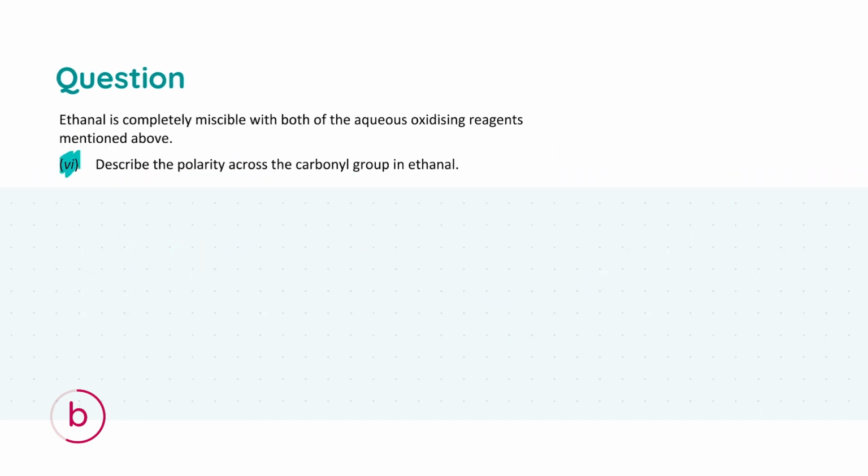So moving now on to part 6 here, we're given a little bit more information before we start this question. We're told that ethanol is completely miscible with both of the aqueous oxidizing reagents mentioned above. And then we're asked to describe the polarity across the carbonyl group in ethanol. So basically, what we need to do here is focus in on that carbonyl group and then talk about its polarity. The information we're given beforehand isn't entirely necessary for this part. You can just do it by assessing the polarity of the carbonyl group.